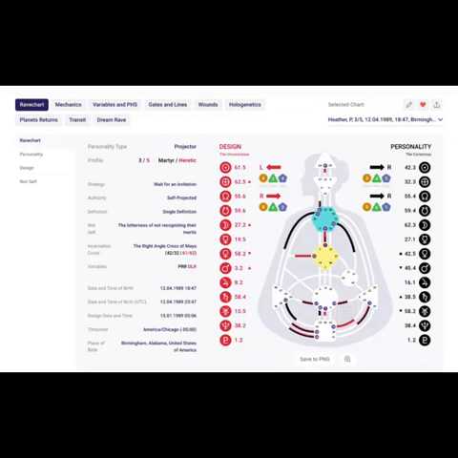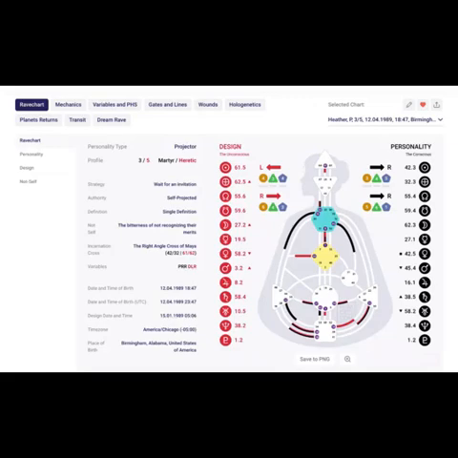Other basic information that is important to know here, based on which of these centers is defined or undefined within your chart, you will be in one of 4 categories of personality type or aura energy type.